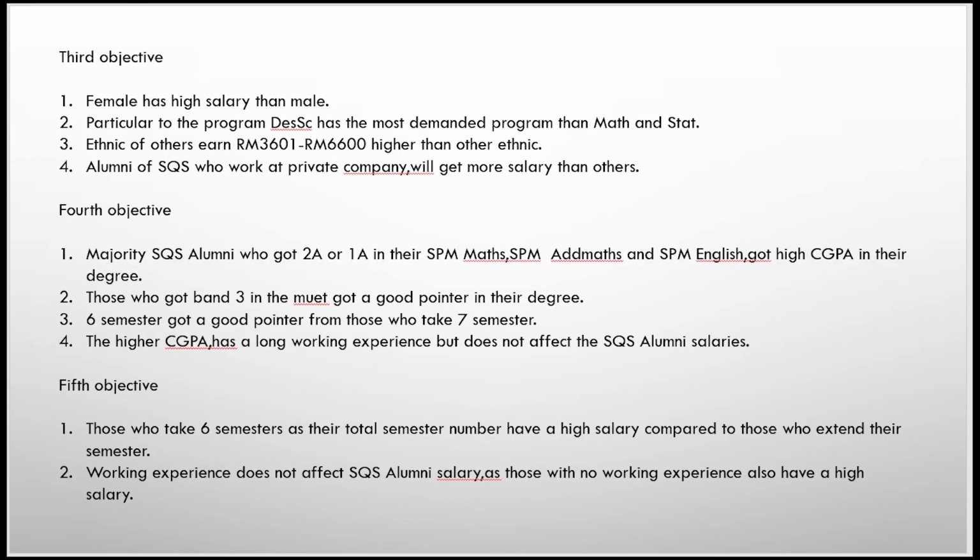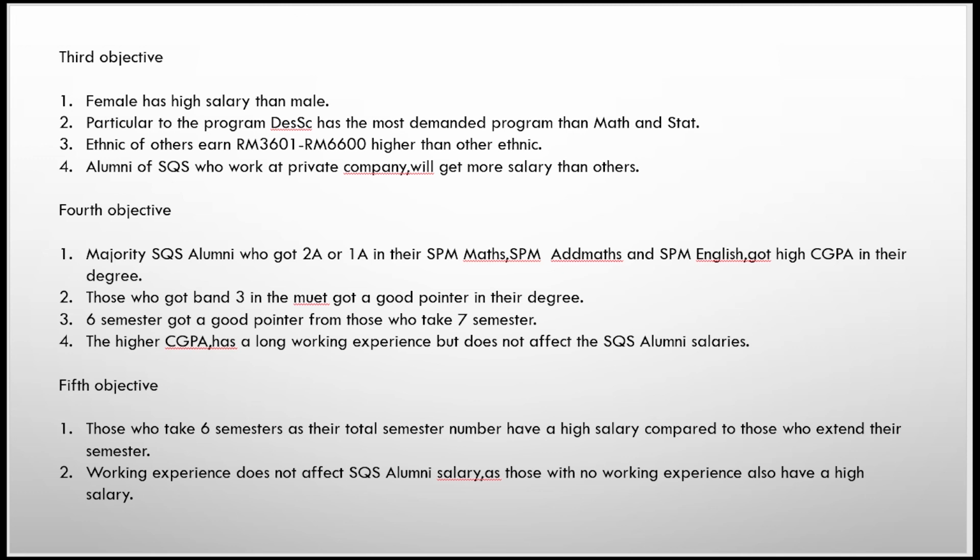Third objective: Female has higher salary than male. Particular to the program, decision science is the most demanded program, followed by maths and statistics. Ethnic others earn 3,601 till 6,600, higher than other ethnic groups. Alumni of SQS who work at private companies will get more salary than others.